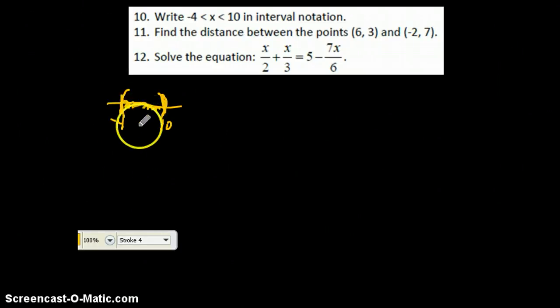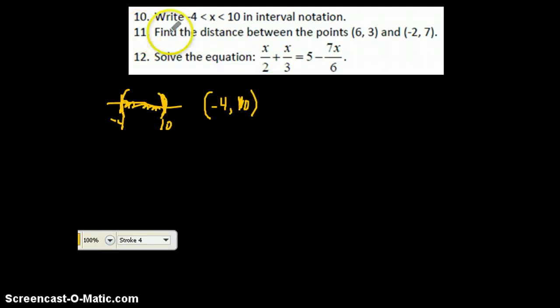And the way I would write that in interval notation is just parentheses, -4, 10, and then parentheses. Okay. Sometimes my computer messes up, and that happened there, so be patient with that.